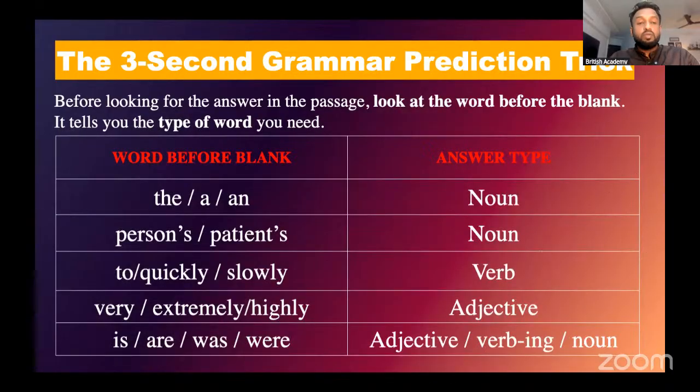As you can see over here, look at the word before the blank space, such as the, a, or an. If you ever see these kinds of articles, the answer type would always be a noun. If you see a possessive noun like person's or patient's, that's called a possessive noun, so obviously the answer type is going to be a noun. Words like quickly, slowly, obviously the answer is going to be a verb, or extremely, highly, or very, the answer is going to be an adjective. Or if it is, are, was, were, it's an adjective, verb plus ing, or a noun, depending on the word type. Today we will see how this works based on the word type.